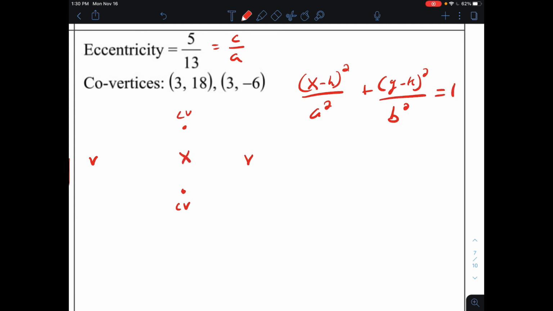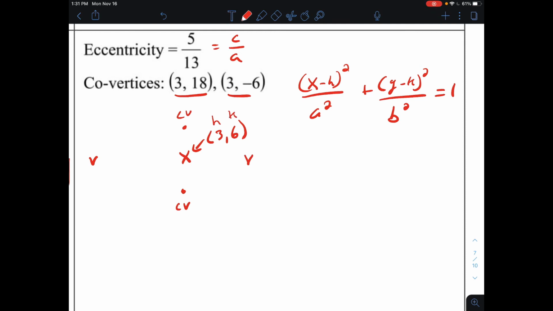And we need to first find our center. Well, the center is going to be right in between the two co-vertices. So we'd have an x value of 3. And now the y value, 18, we just average the y. So 18 plus negative 6 gives me 12, divided by 2 gives me 6. So my center would be at 3, 6, which gives me h and k.